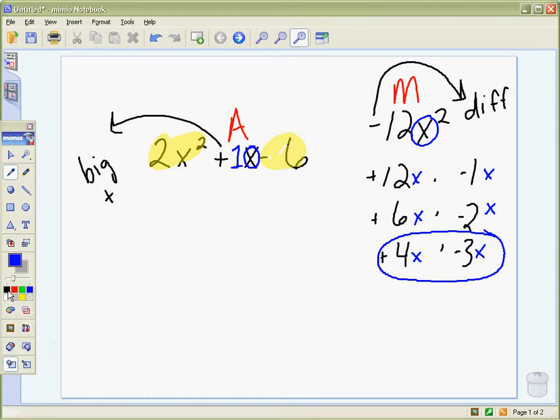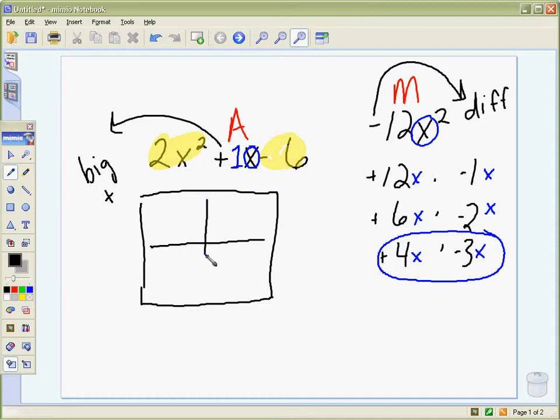Now we're going to switch up a little bit again. Make a square and divide it into four parts. In the upper left-hand corner is your first term, 2x squared. In the lower left-hand corner is your last term, the minus 6. Now in these two other corners that are left, we put our terms that we came up with from over here. And it doesn't matter where they go. I could have put the negative 3x here and the 4x here. It doesn't matter. Just put one wherever you want to put it.